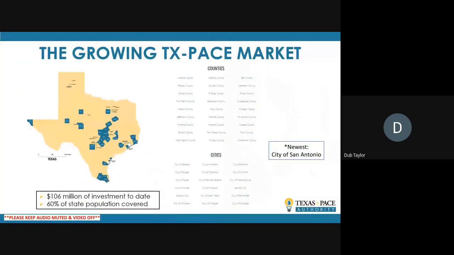In Texas, the PACE market is really growing. The map here, the shaded areas and the dots are the counties and the cities that now offer PACE or where PACE is available. About 60% of the state's population is covered. And the investments to date done through PACE are about $106 million. Just last week, the city of San Antonio enabled PACE, and the Texas PACE Authority will be operating that program for the city, and our website has not even captured that yet, so I added that to the side. So we're excited to be working in San Antonio now, as well as many of the other cities and counties around the state.